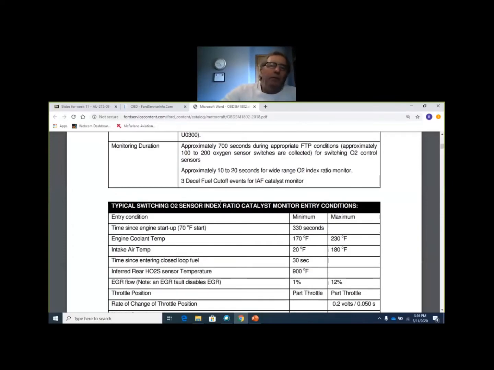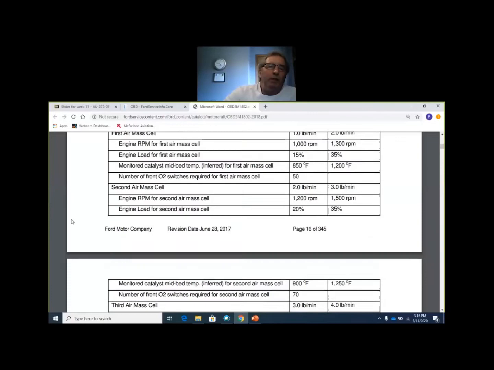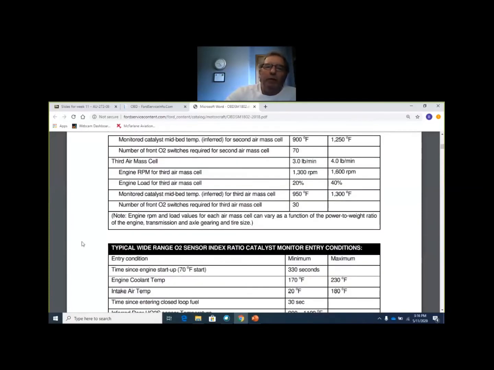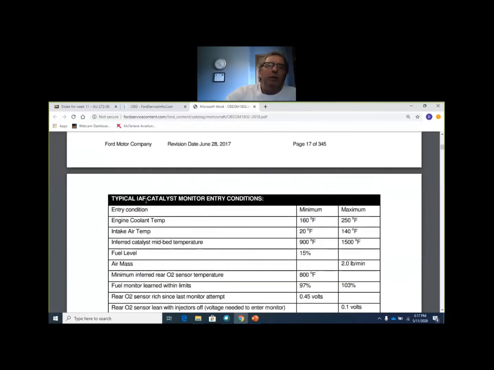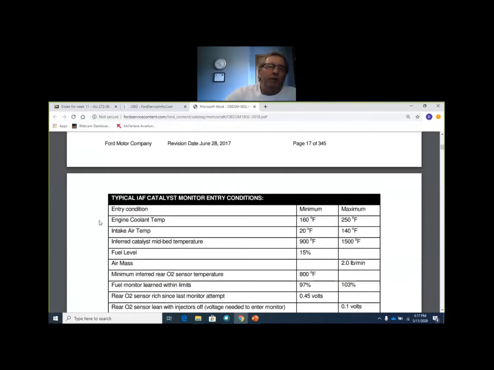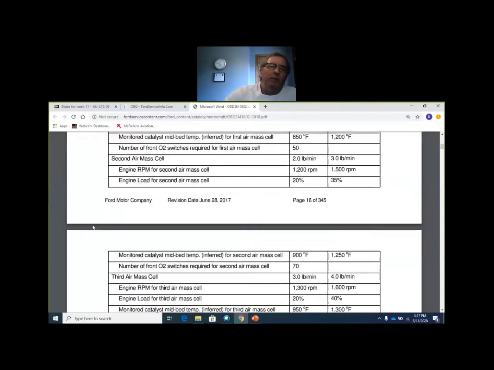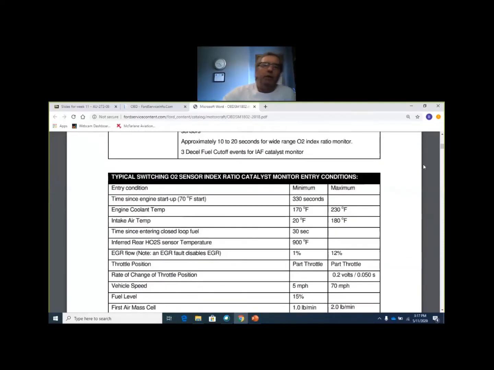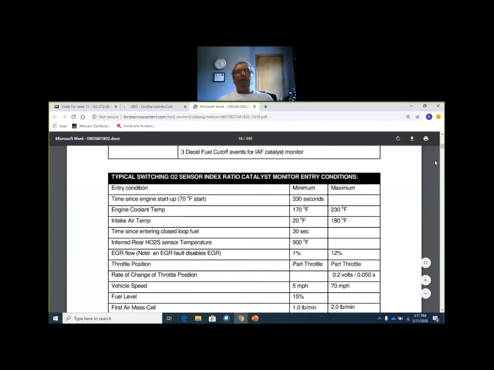So we have switching O2 sensor monitor entry conditions. We have wideband sensor monitor entry conditions. The integrated air fuel catalyst entry conditions. You can look at all these if you want, but let's just take the switching O2 sensor index ratio catalyst monitor. This is where it compares switches on the front O2 to switches on the rear O2. So these are the old-fashioned switching type oxygen sensors, not wideband ones. And I'm not asking you to memorize all this stuff, right? Just to get an idea.